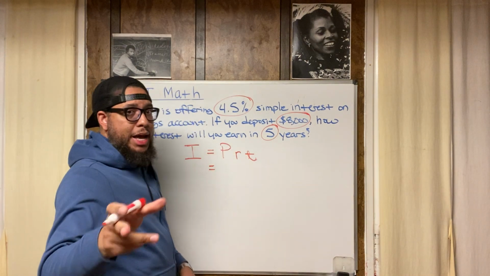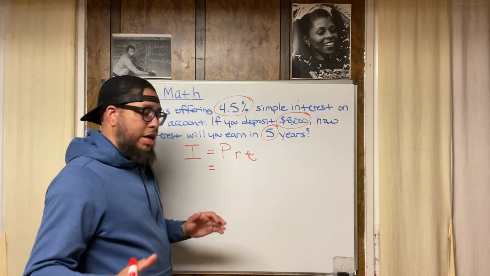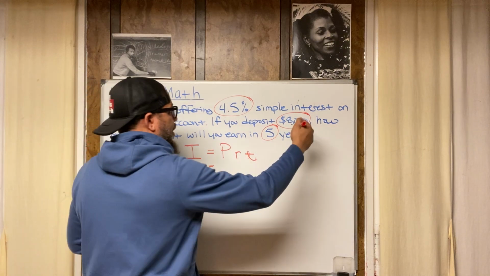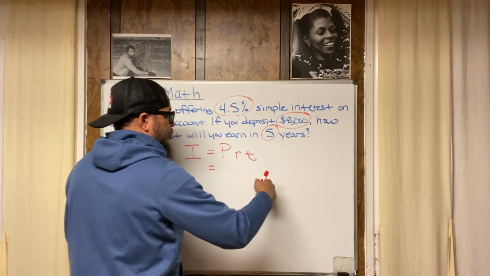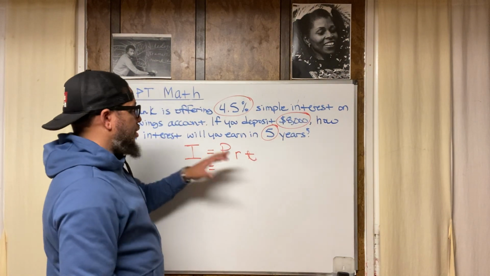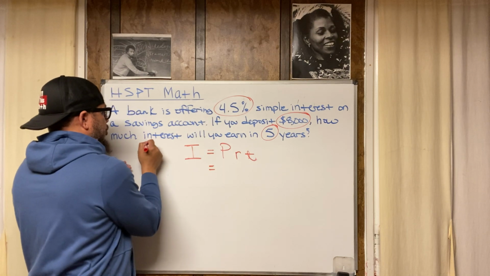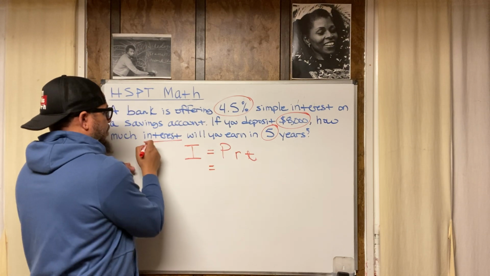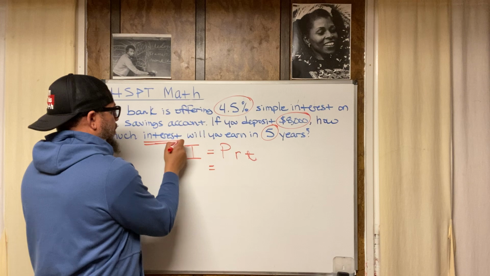We don't want to know the new balance. That'd be a different thing, right? The new balance would be 8,000 plus the interest after 5 years, right? But this question only asks for the interest. It doesn't ask about the new balance.